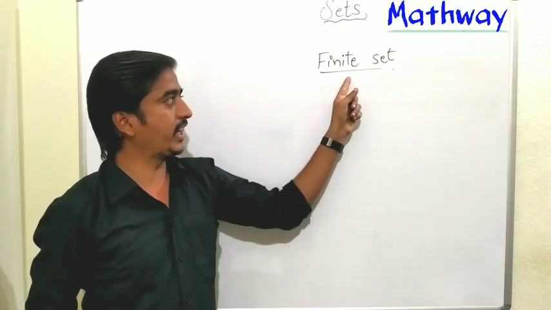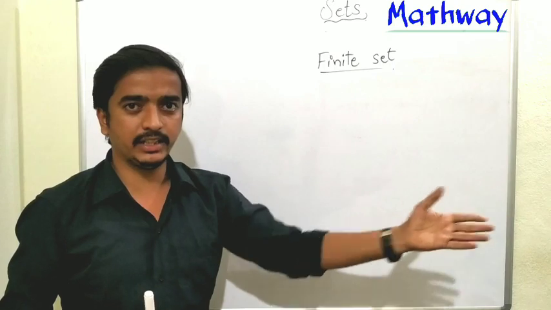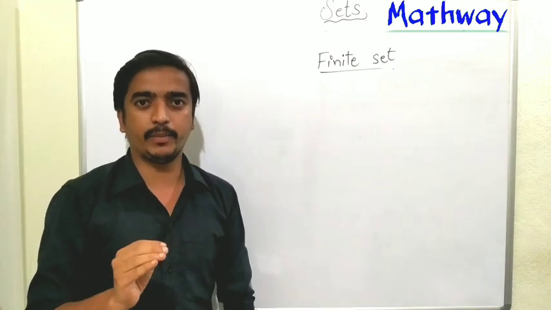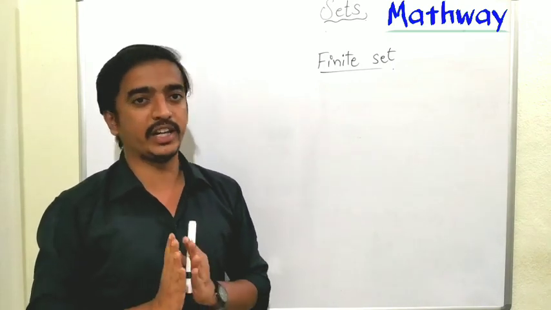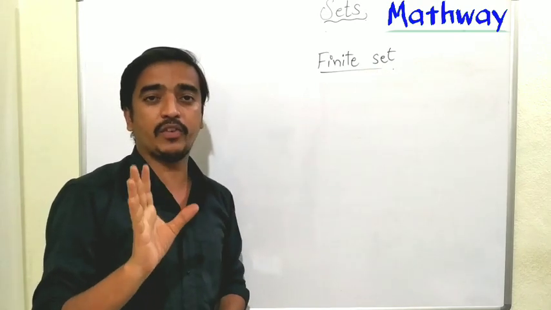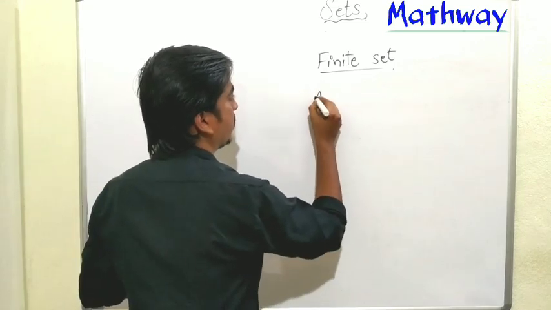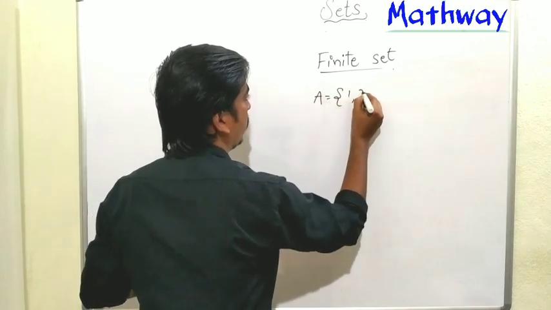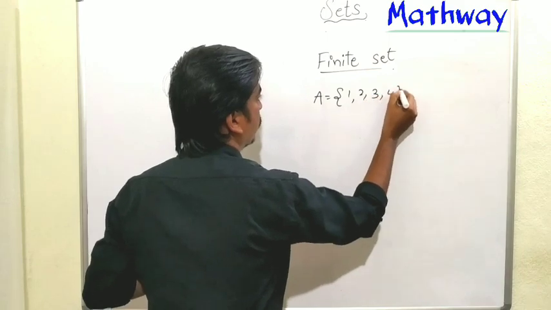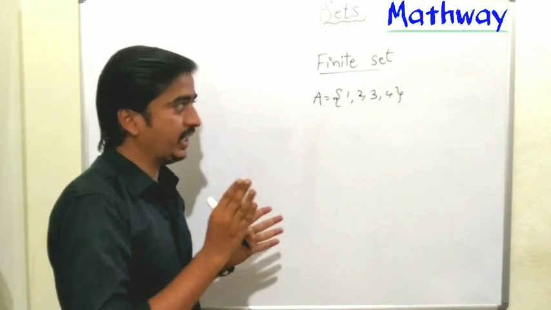Next, finite set. What is meant by finite? If we know the end, that is finite. A finite number means a number which we know. Finite set means the set with a distinct number of elements, so we can know how many elements are there. Here we can take a set A equal to {1, 2, 3, 4}. It has 4 elements, so it is a finite set. It should have an end in the set.